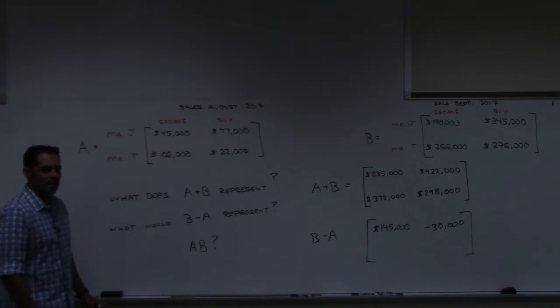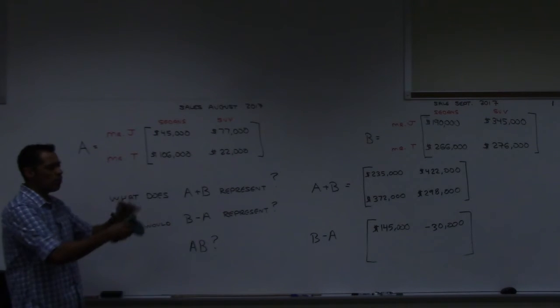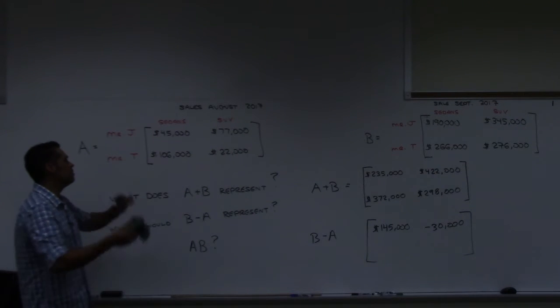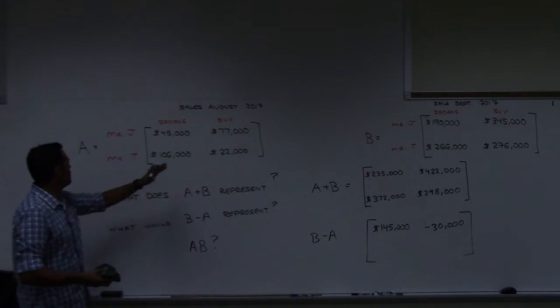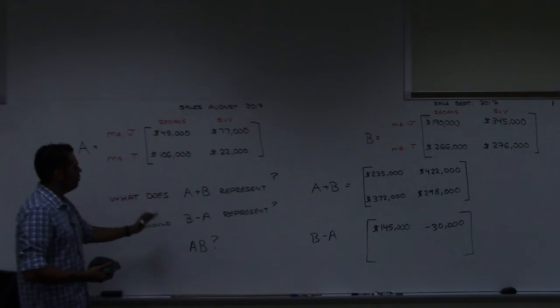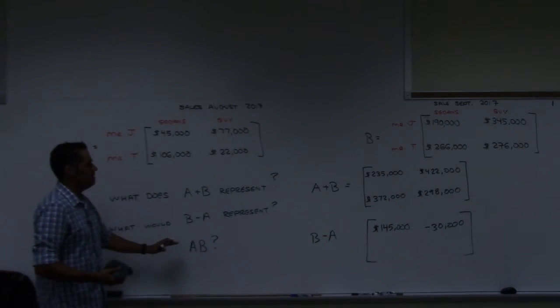Does it have any meaning? Does it have any meaning at all to us? In this real world situation, we got two salespeople, you got their sales in different months here for different styles of cars. What would AB actually mean?